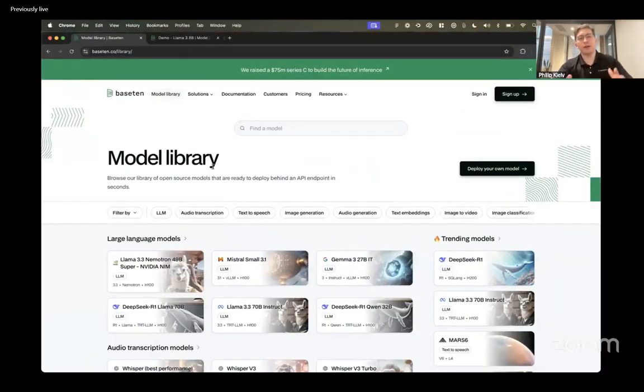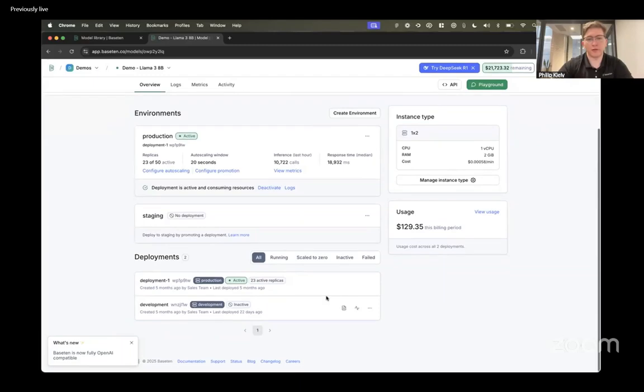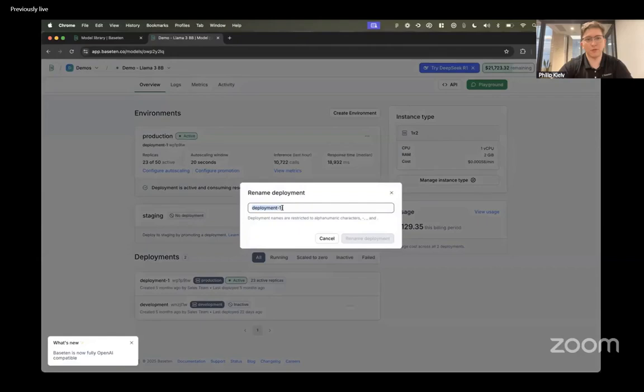You can come onto Baseten and you can come into a model library and grab a prepackaged model, or you can take any open source, fine-tuned, or custom model and package it yourself using Truss, which is our open source model packaging framework. So once you select a model, you deploy it into production. What you get is this dashboard that shows all of your different model deployments. You can, for example, name your deployments to keep track of them. I could name this one Fred.